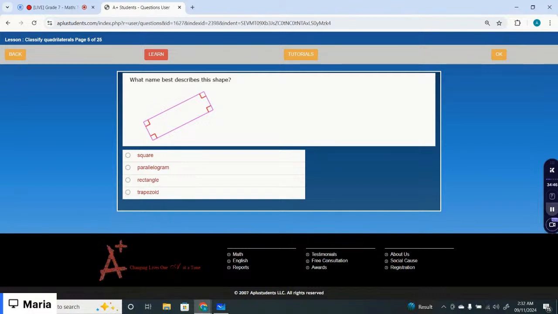What name best describes this shape? The correct option is rectangle it is, right?